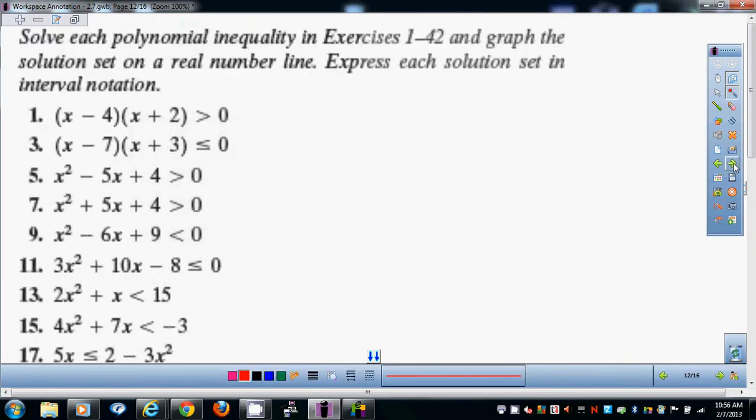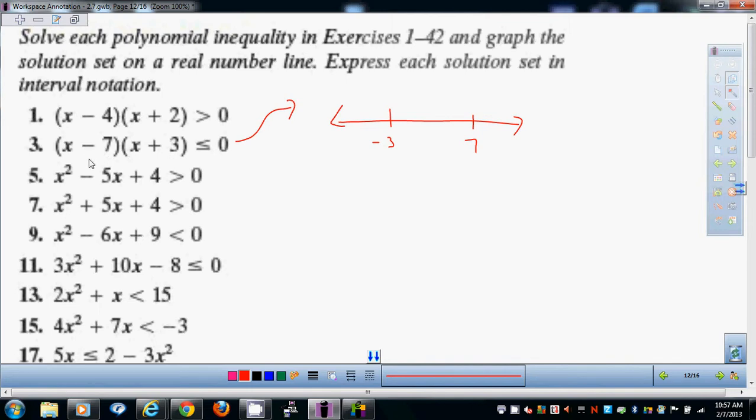If these were equal signs, you would know what to do. Actually, I'll just pick one. Number 3. What's going to make 3 equal to 0? That's very good, though. 7 and negative 3. Without graphing, I still think graphing is the easier way, but without graphing, here's all you have to do. Find what's going to make it equal to 0. In this one, it's negative 3 and 7, and just test your intervals.